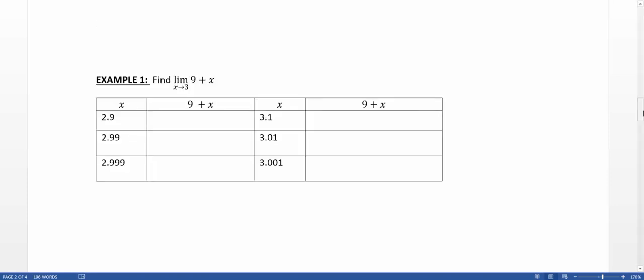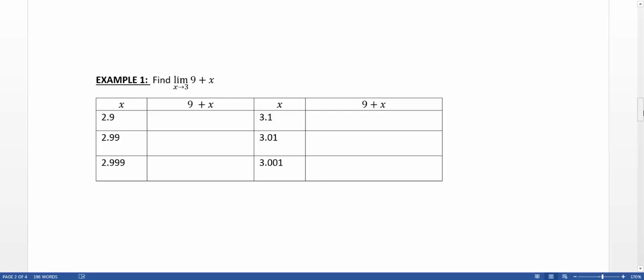Example 1. Find the limit as x goes to 3 of 9 plus x. So again, the idea that we have to go from the left and the right means we need to be getting closer and closer to 3 from both the left and the right. So in the first column, I've picked numbers that are getting closer to 3 from the left. So I'm going to pick numbers slightly smaller than 3, but that are approaching 3.